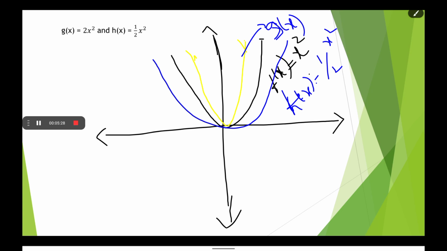In the next video, I will explain the multiple transformations. I will solve multiple transformations of graphs. I hope you all understand this topic very well.